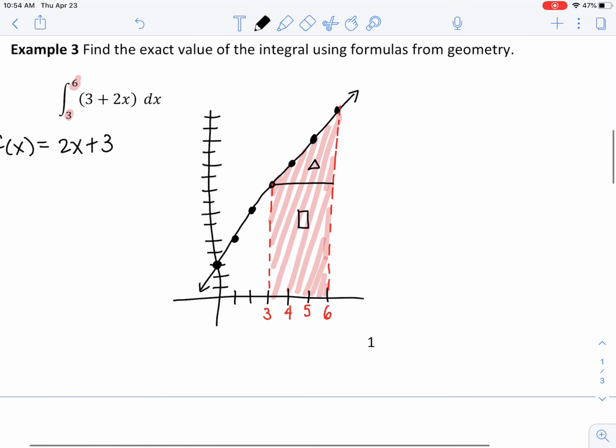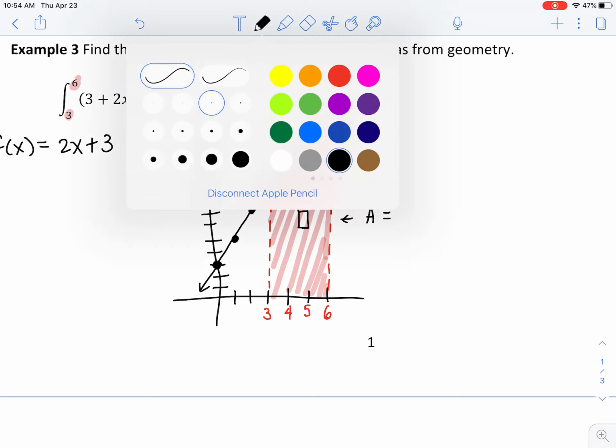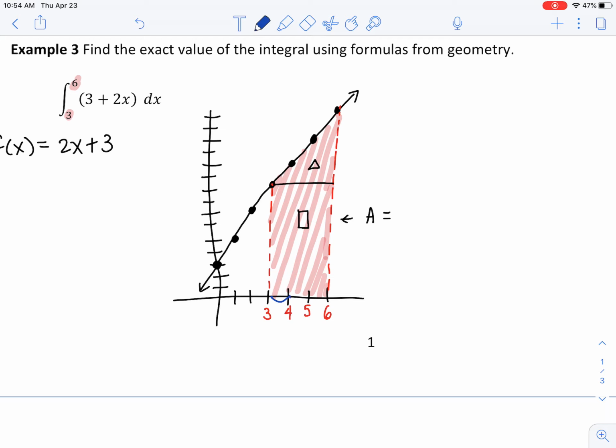Now, you can split this into 2 pieces if you want to. You can cut this right here and then find the area. This is a triangle and this is a rectangle, and add them together. That's okay, and sometimes that's easier to do. Why don't we actually do that? That sounds like a fun idea. So, what's the area of this rectangle? This rectangle has an area of length times width.